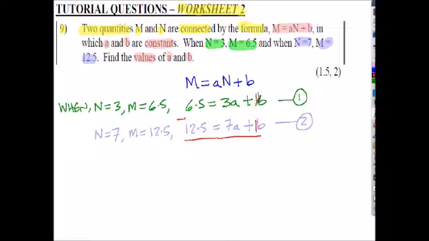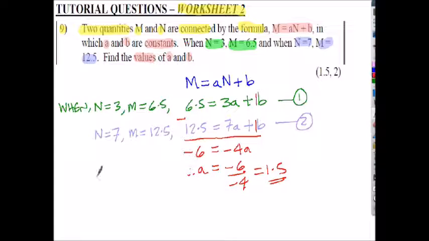So subtracting 6.5, take away the 12.5 will give us negative 6 on the left hand side, and subtract on the right hand side 3A, then we subtract the 7A will give us negative 4A. The B's obviously disappear. So rearranging the equation, A is simply equal to negative 6 divided by negative 4, so positive 1.5.